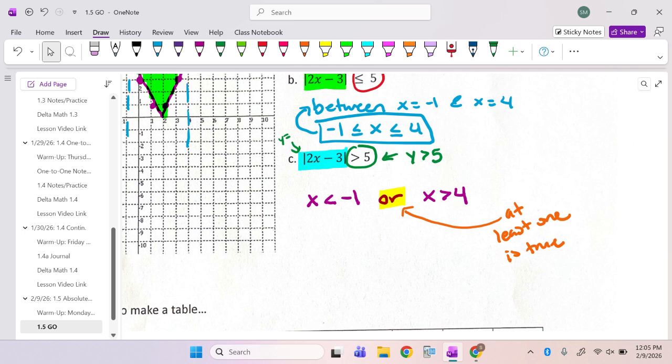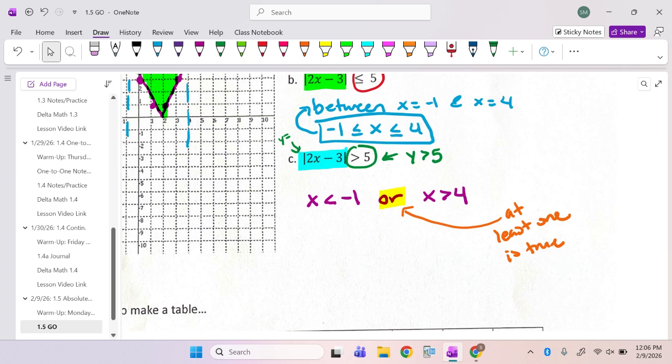All right? So let's just do a quick check. Pick a number that's greater than 4. 6. You don't need to write this down, but let's just see if I'm right. So I'm going to plug in 6 for x. What's 2 times 6? Minus 3. 9. What's the absolute value of 9? 9. Is 9 greater than 5? Yes. So that works.